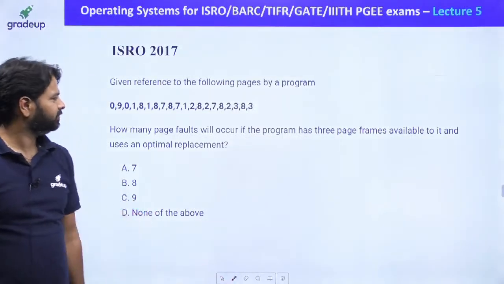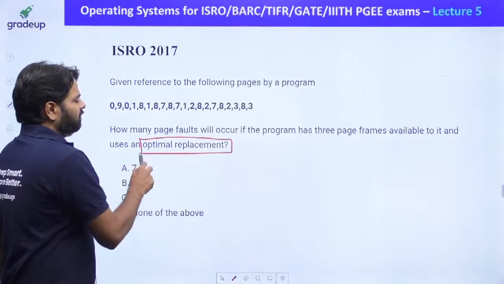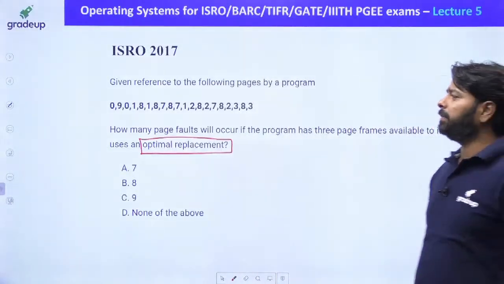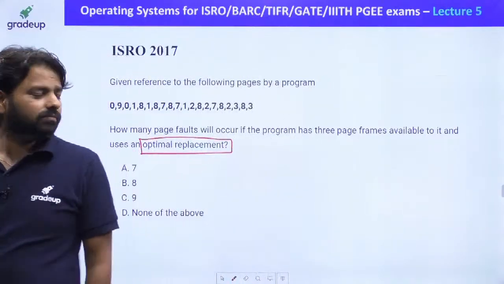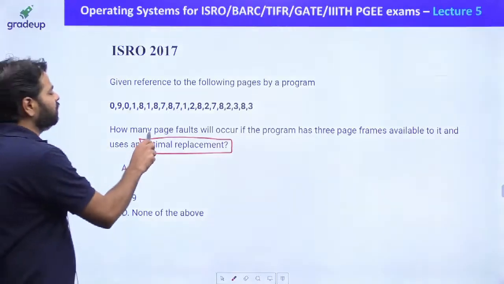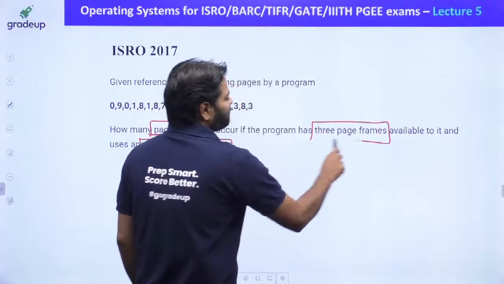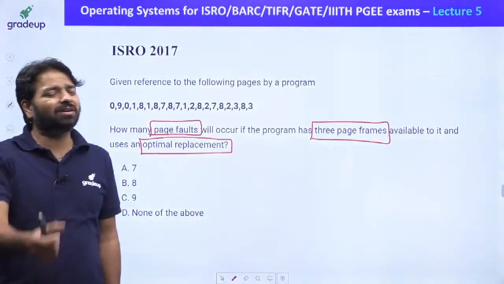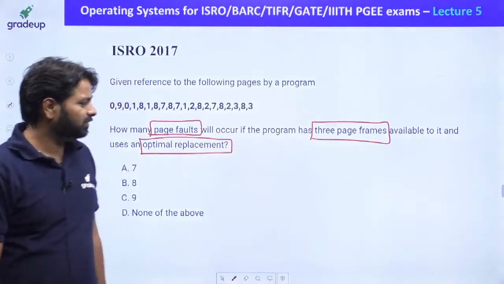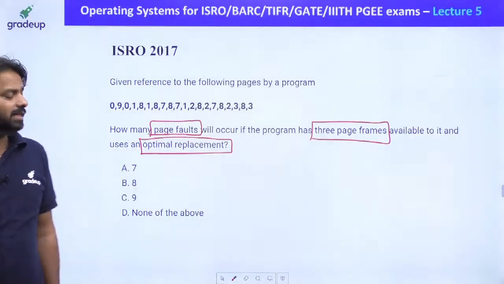Okay, next. Page replacement algorithm, optimal replacement. Maybe practically not possible, but a very good algorithm. Practically it may not be possible in real time. You have been given some page references 0, 9, 0, 1 and so on. How many page faults will you get if you are using optimal replacement and initially 3 page frames? Most of the ISRO GATE questions depend on 3 page frames because that's easy to apply. Initially 3 page frames are available, then how many page faults will you get?